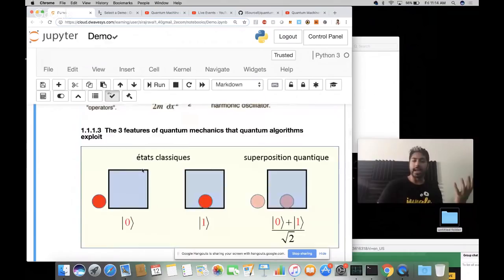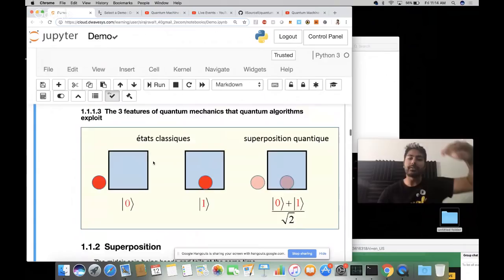And here's a great image of that. I know it's in French, but ça va? Bonjour? No, I love French. But this was the best image I could find on the idea of superposition.